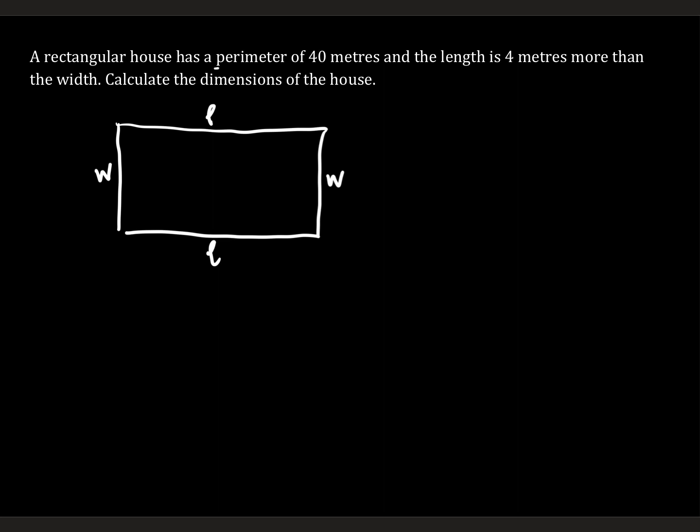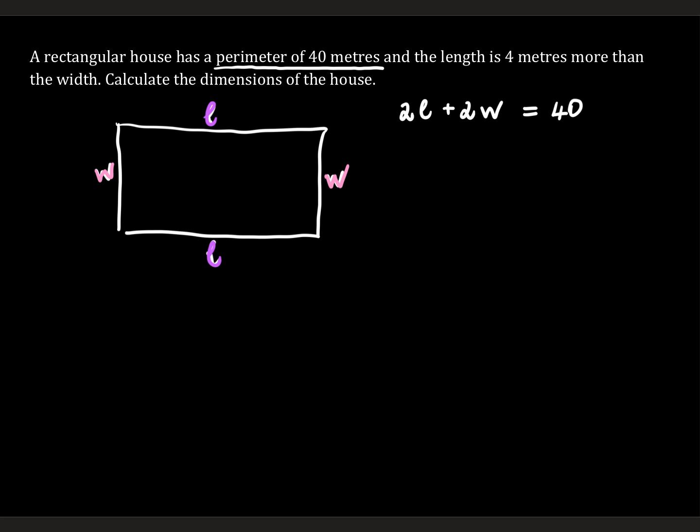Now we're told that it has a perimeter of 40 metres. Well, how do I get the perimeter? I add up the sides. That's going to be 2 lots of the length, as in this bit here and this bit here, plus 2 lots of the width, that one there and that one there. Now, I'm not saying let L be length and let W be width, because we all know that already. That's just standard stuff. So 2L plus 2 width is equal to 40 metres.